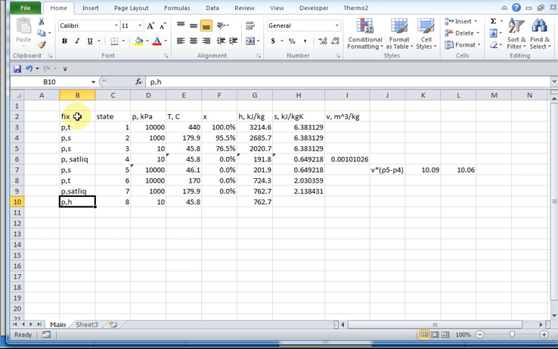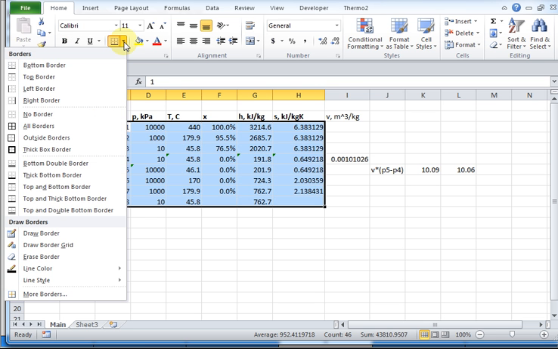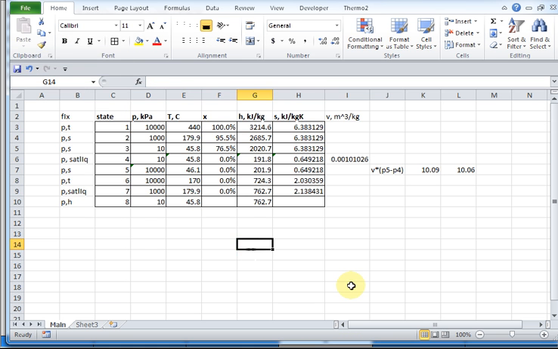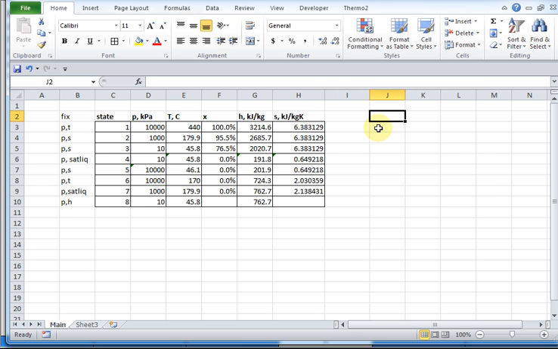I can maybe make this bold if I want. Bold. Clean it up a little bit with some pretty little formatting if you want, something like that. I'm going to grab all of this to the side and I'm going to delete it. Just hit the delete key, it's gone. And I'm going to start my calcs over here.